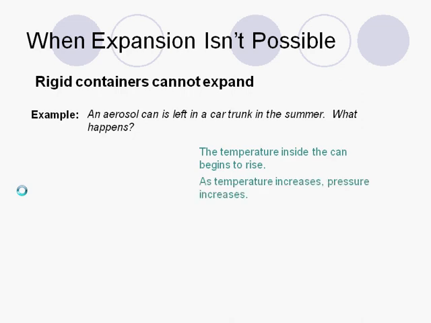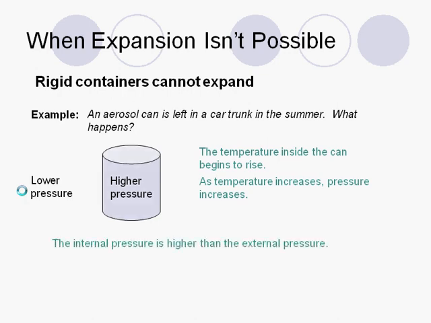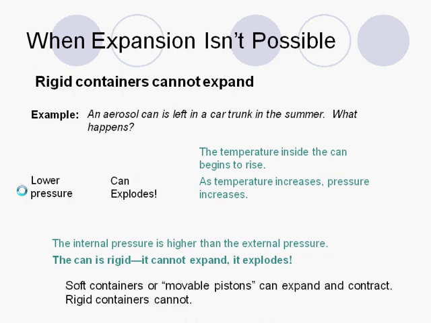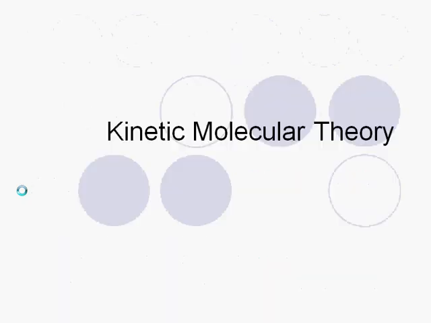Well, if the container can't expand and there continues to be more and more pressure, what's going to happen? Well, the internal pressure gets higher than the external pressure and our container explodes. This is why you do not ever put aerosol cans into a fire, because of the explosion that can happen, and then obviously injury could ensue from that. Soft containers or movable pistons can expand and contract, but rigid containers can't. So we have to be careful when we're dealing with those rigid containers.